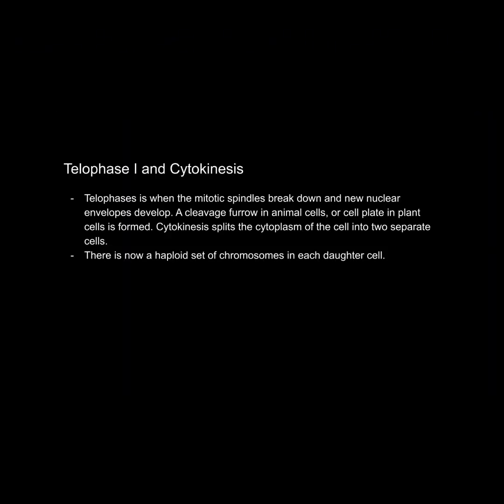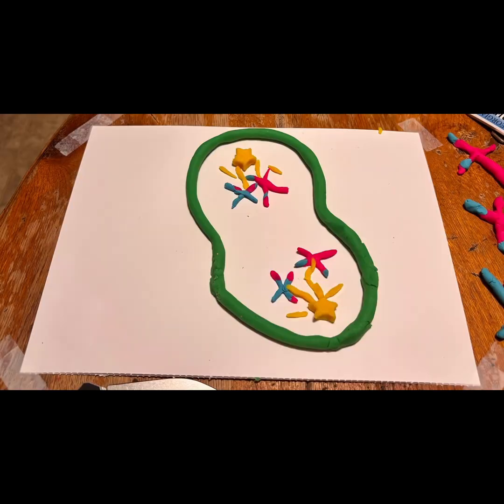Telophase is where the meiotic spindle fibers break down. A cleavage furrow begins to form in animal cells, or in plant cells, a cell plate will form. Cytokinesis then splits the cytoplasm into 2 separate cells. This is when it becomes haploid.